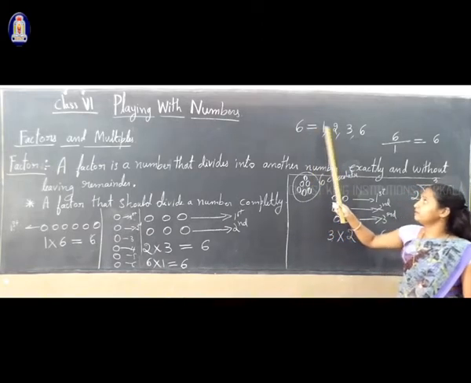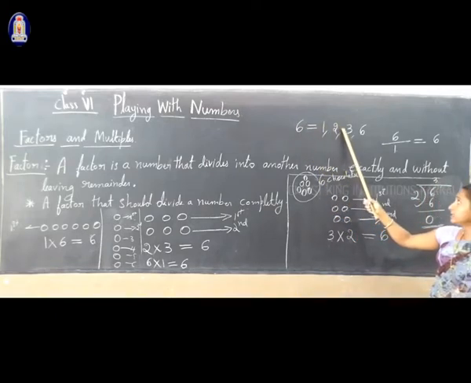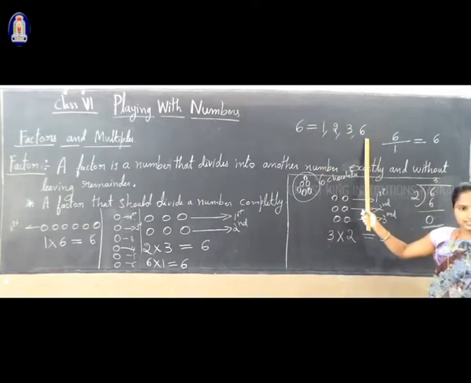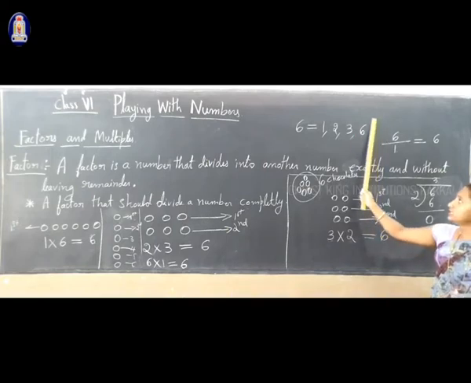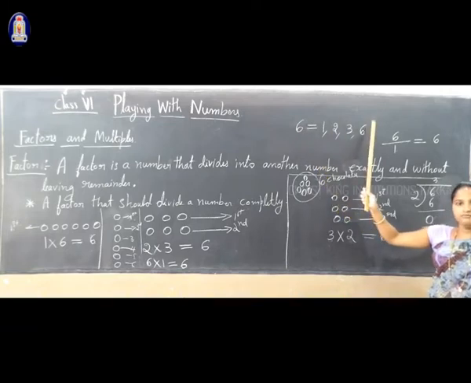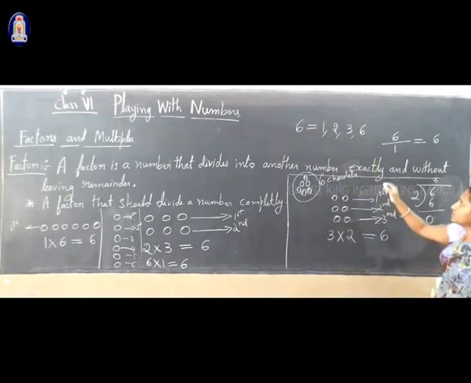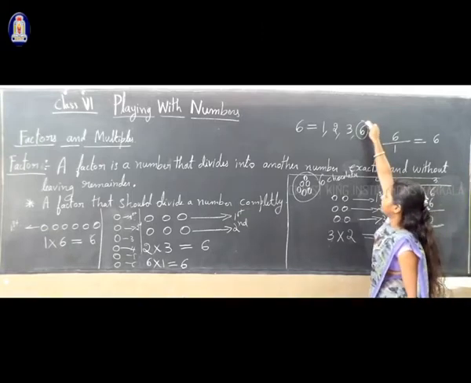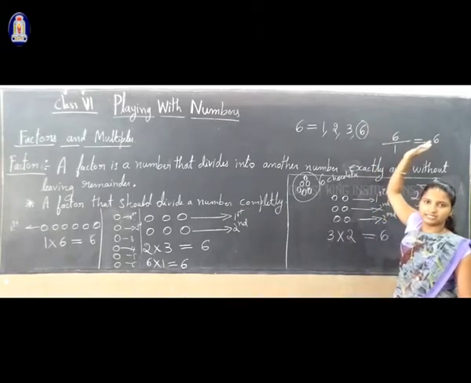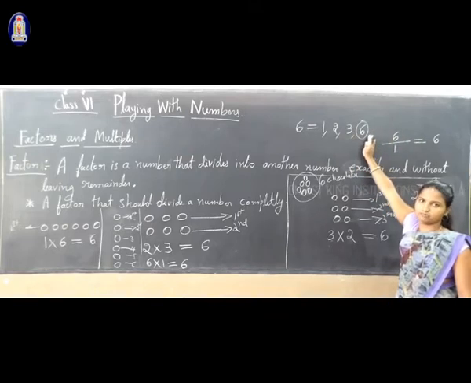In the 2 table we can say 6, right? 6 comes in the 2 table, even in the 3 table and 6 table also, right? So these are the factors of 6. So which is the greatest factor of 6 here? 6 is the greatest factor. Next we will not get any other factors of 6. 6 is the last factor.